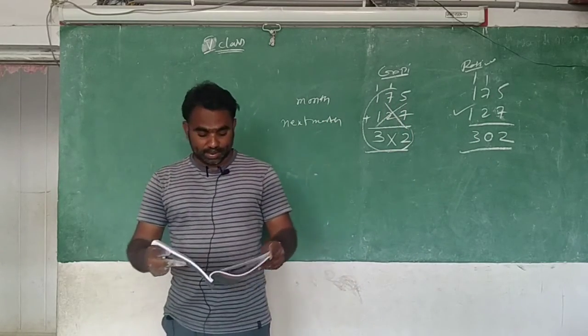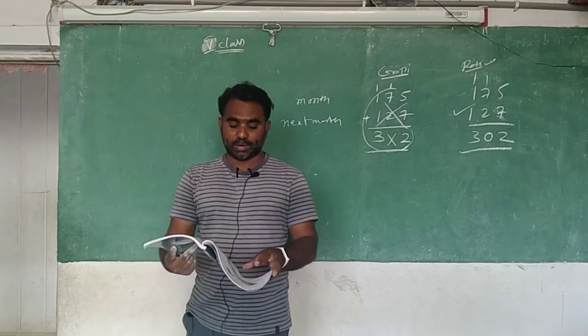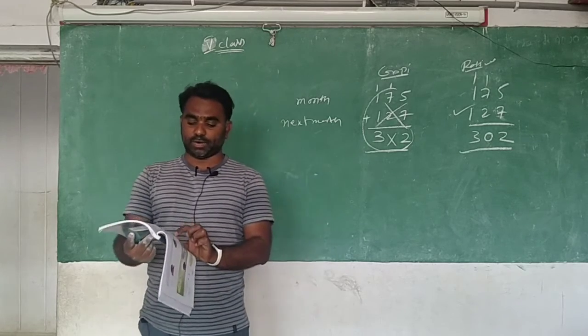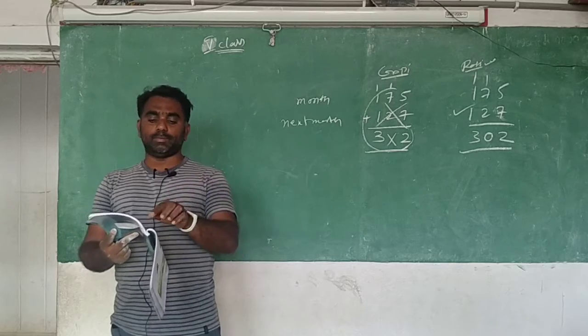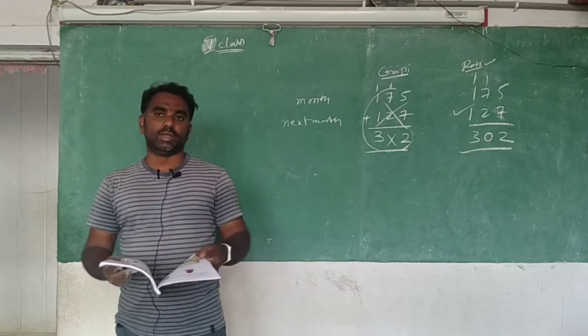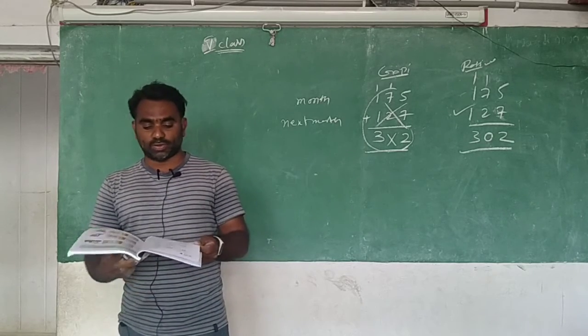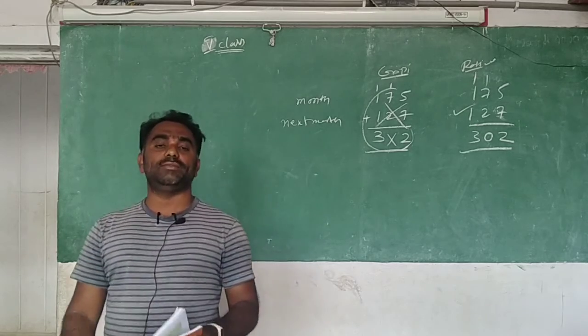So today's work is page number 39, Try This. Page number 41, Try This. And page number 41, the second problem, the total table, 4 additions are there. So complete these. If you have doubts, you can clarify the doubts in the live class tomorrow.